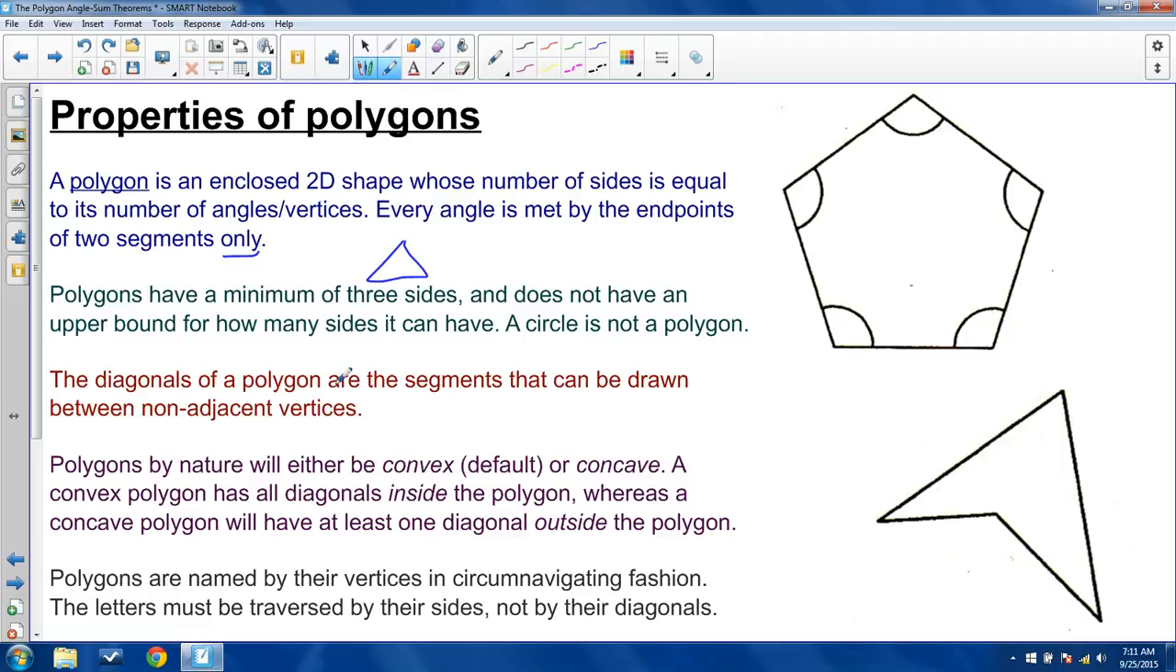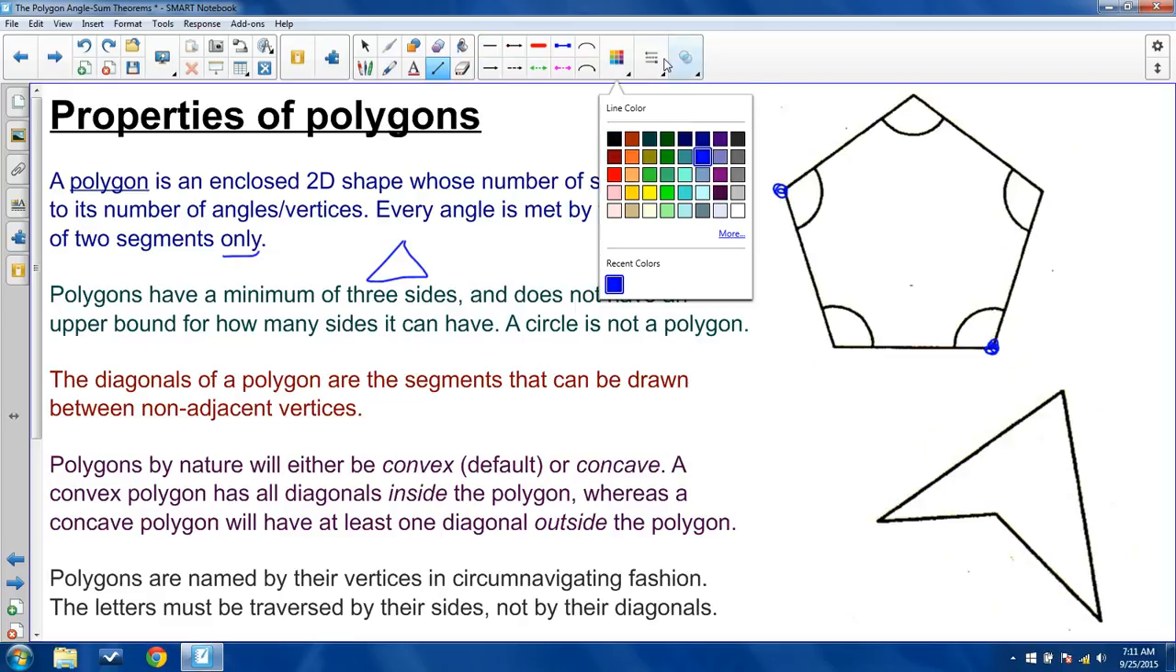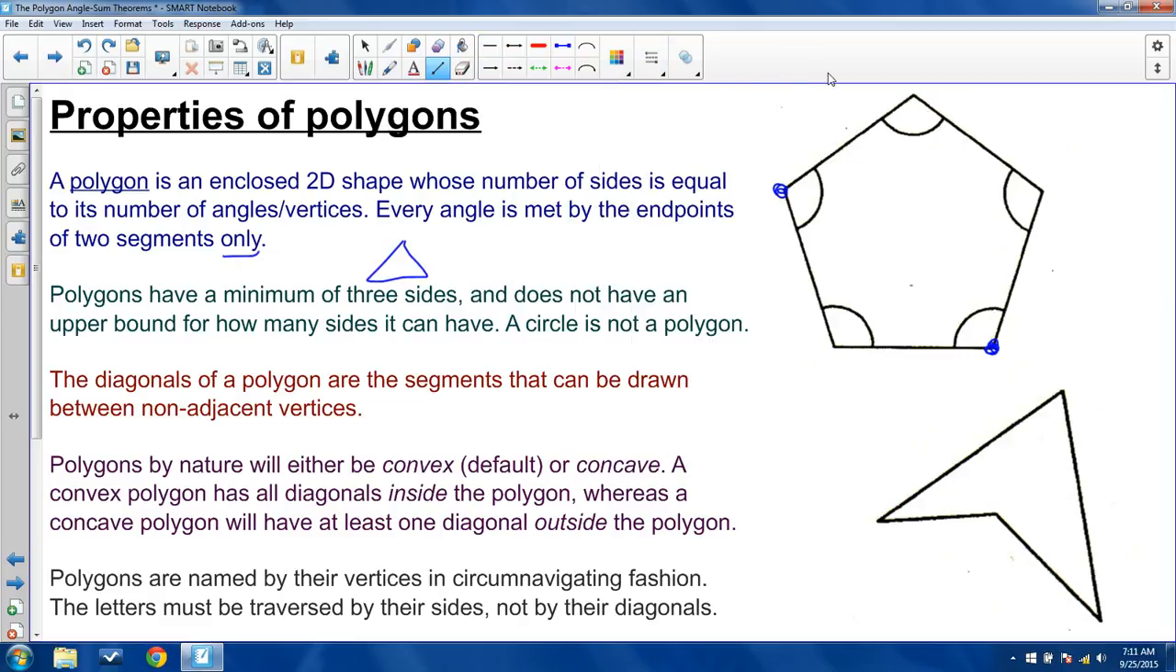Okay, the diagonals of a polygon are the segments that can be drawn between non-adjacent vertices. Vertices that are adjacent would be, say, this one and this one. Non-adjacent vertices would be this one and this one. They aren't neighboring each other. There is another vertex between them, another angle. So if I draw a dashed line here, this is called a diagonal. It's not necessarily always diagonal.